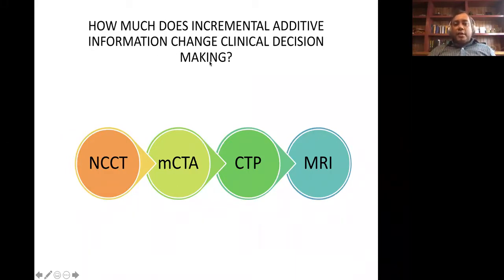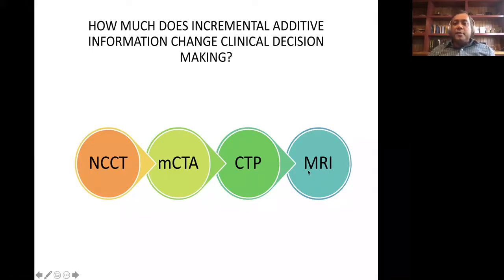You must also understand the incremental additive information that imaging provides. In many patients, just the non-con CT might be sufficient. Patient presents early, you see a hyperdense MCA sign, the scan looks good, just give TPA and go endovascular. But in other patients where you're not sure, the multiphase CTA adds more information. And then if you're still not sure, maybe the CTP. In our experience, a non-con CT and multiphase CTA are enough for 99% of decision-making.